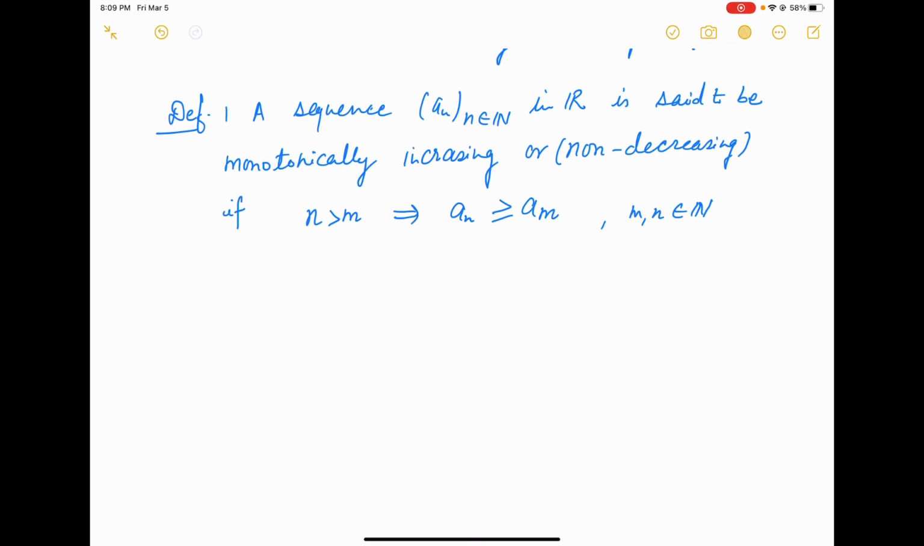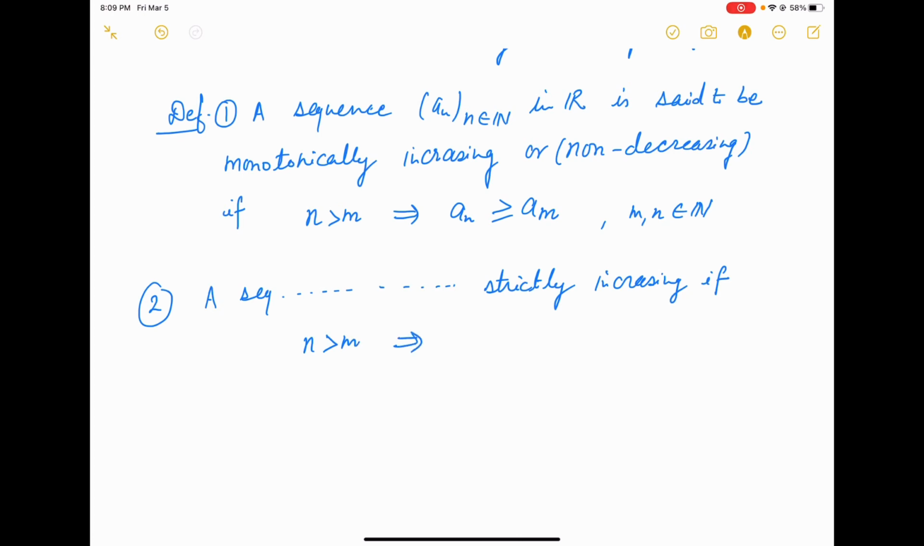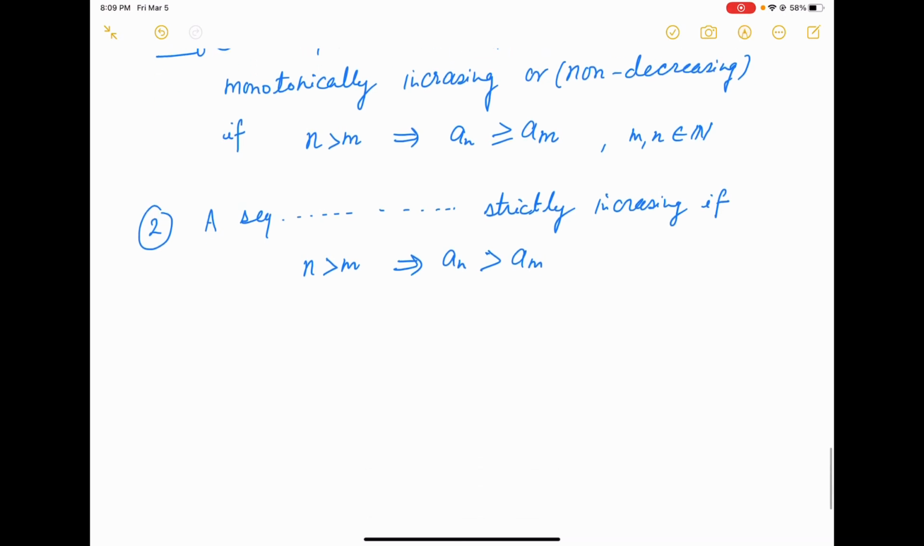So again, next definition. A sequence a_n in R is said to be strictly increasing if n greater than m implies a_n is strictly greater than a_m. So this represents the whole of this, so we will put a bracket here.